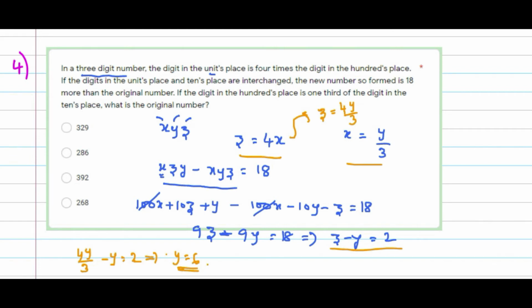Once y is equal to 6, so x will be equal to 6 by 3, which is equal to 2. So this is y, this is x. So now z is equal to 4x, so 4 2s are 8. So the number would be xyz. Where x is 2 and y is 6 and z is 8. So this is 268. The number is 268. Let's move on to the next problem.